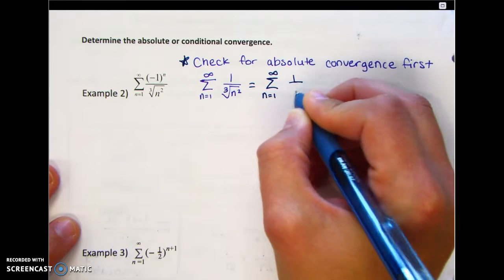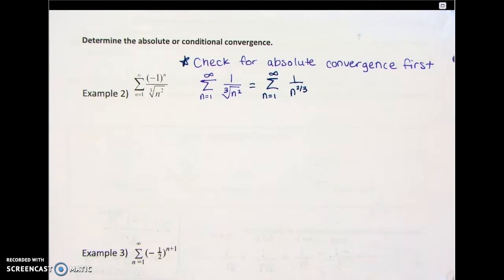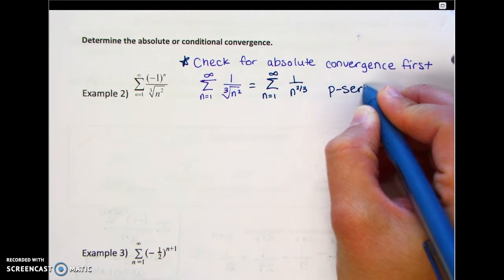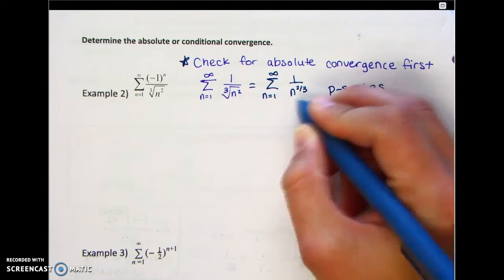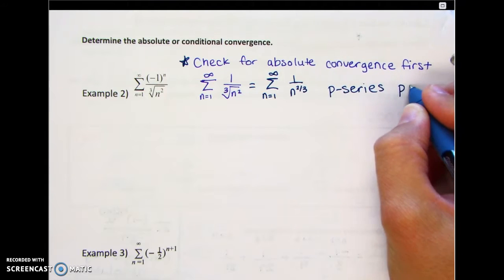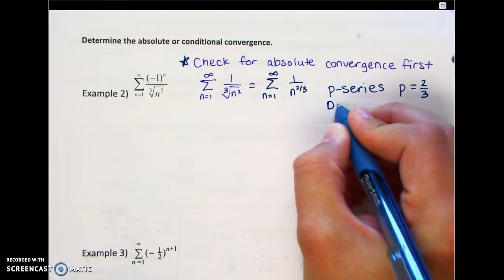I'm going to rewrite this as 1 over n to the 2/3. Now you tell me, does that converge or diverge? What kind of series is it? Do you agree this is a p series? Now when p is a fraction, it's bad. So it's a p series with p equal to 2/3. So this actually diverges.